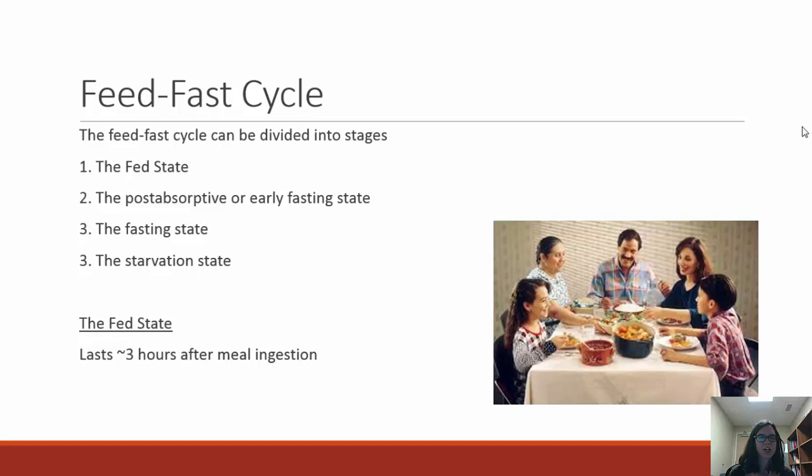In the feed-fast cycle, we have 4 different stages. First is the fed state: I just ate a meal. After that, we have our post-absorptive state, which is also called our early fasting state, after the absorption of our nutrients from the meal. Then we move into our fasting state, which is a long period of time, maybe overnight or a little bit longer, where we go without food intake. And beyond that, we have our starvation state. Our fed state lasts about 3 hours after meal ingestion, during the digestion of our nutrients.